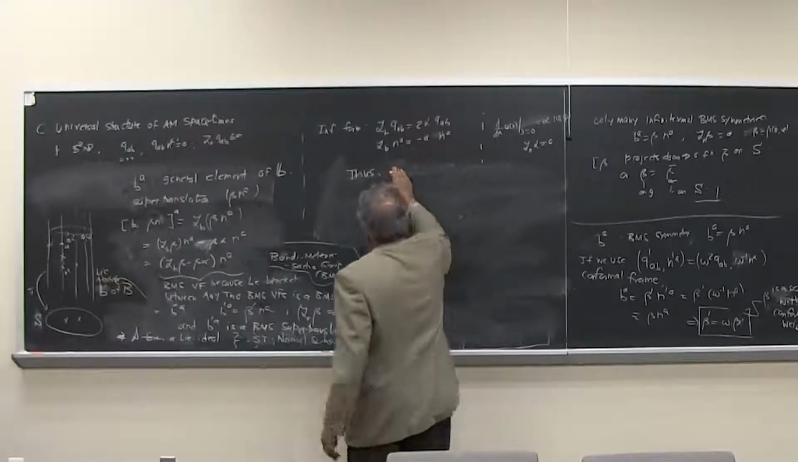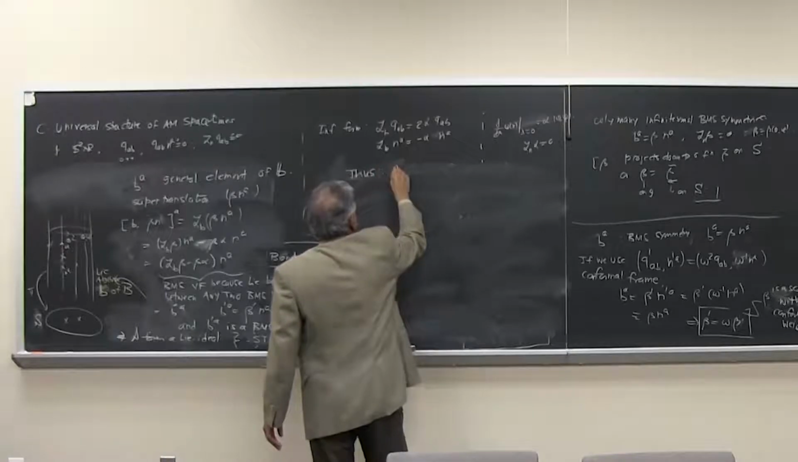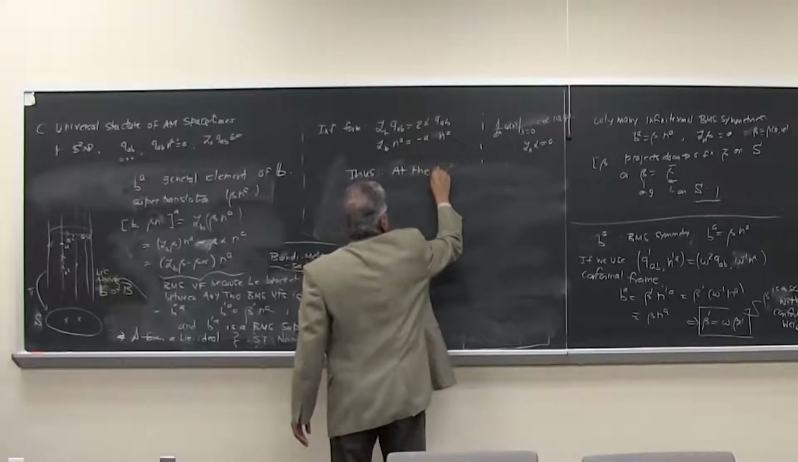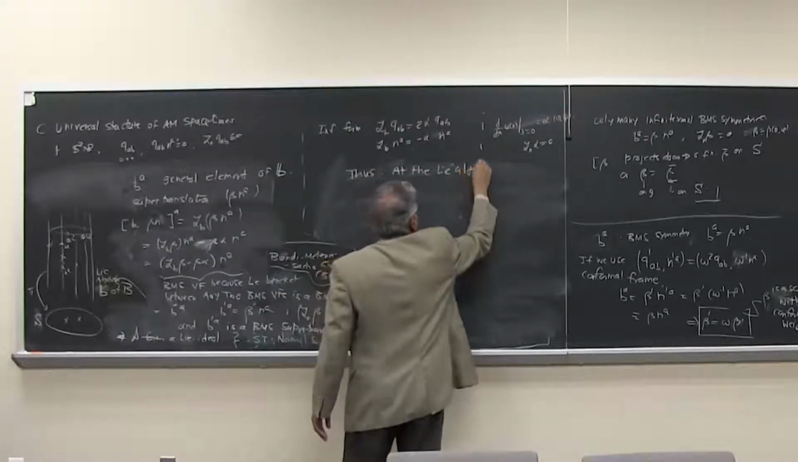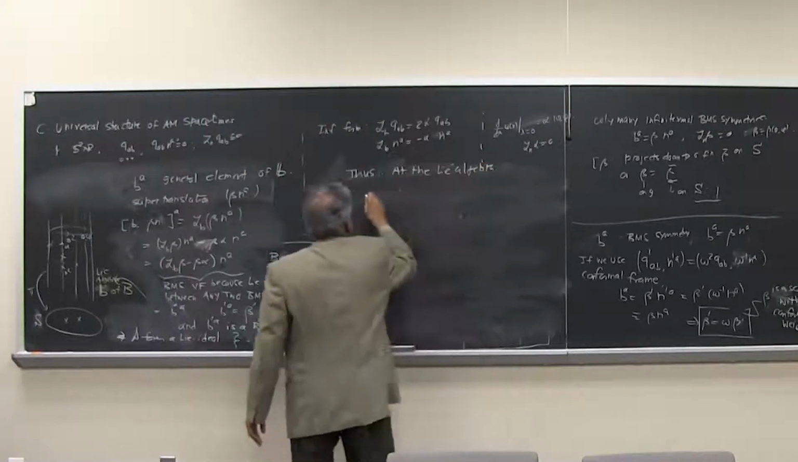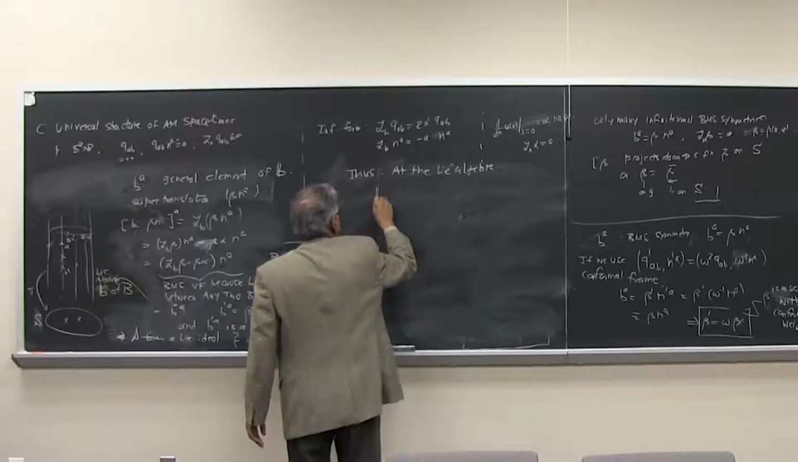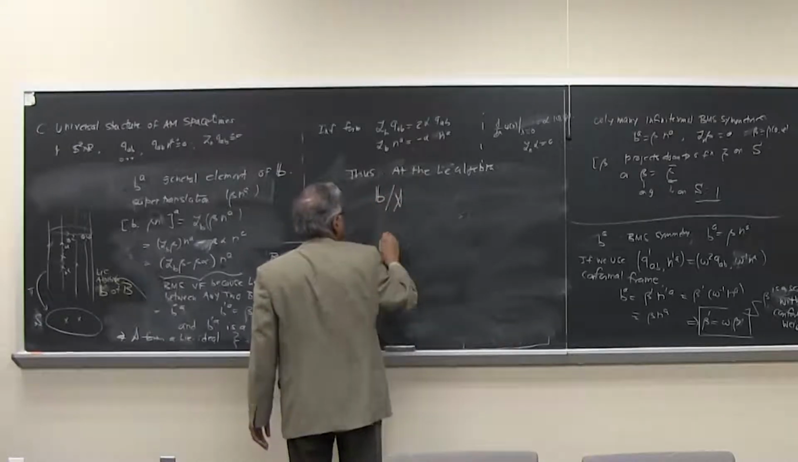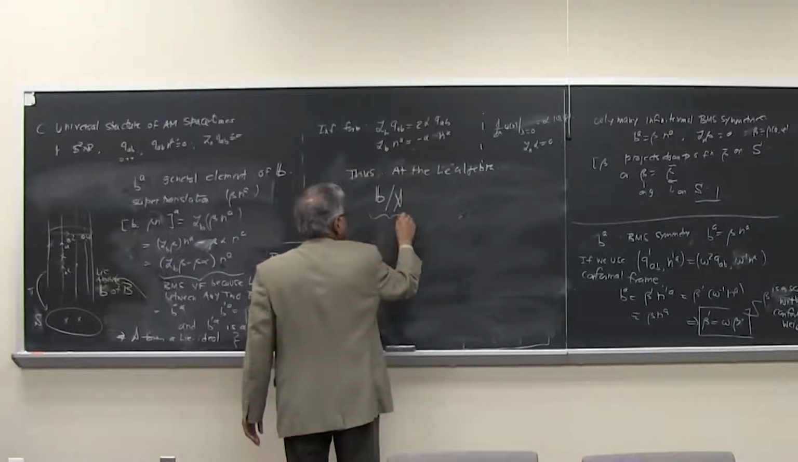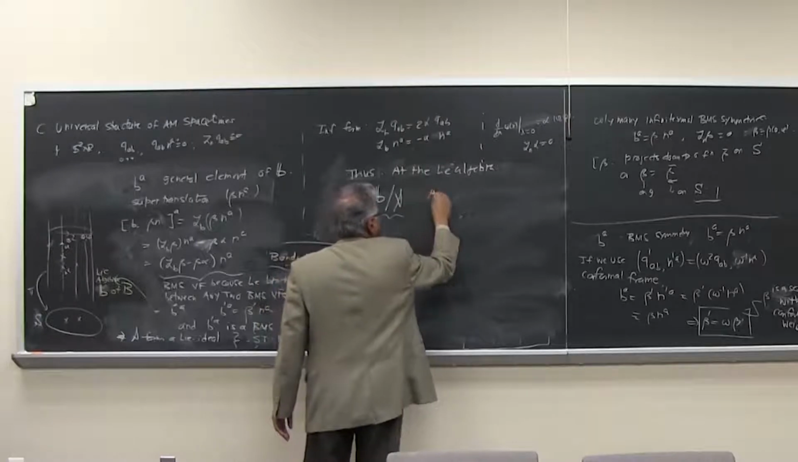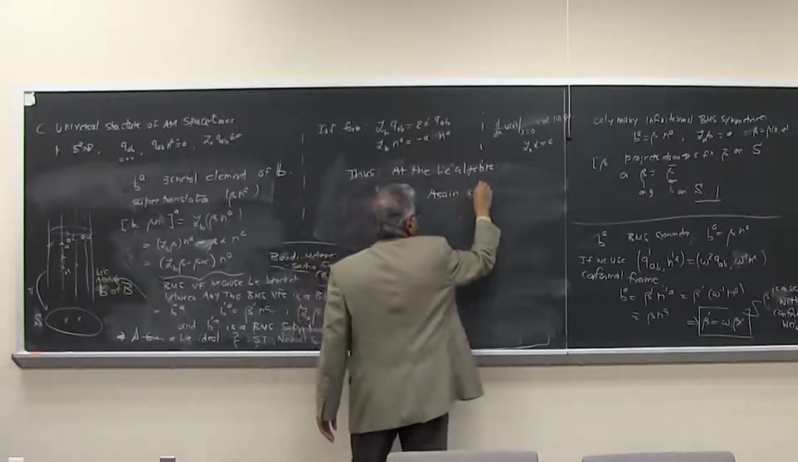So the statement is that at the level of the Lie algebra, I can take the quotient of the BMS Lie algebra, which you call B, and the supertranslation Lie algebra. I can take this quotient. This quotient is again a Lie algebra.